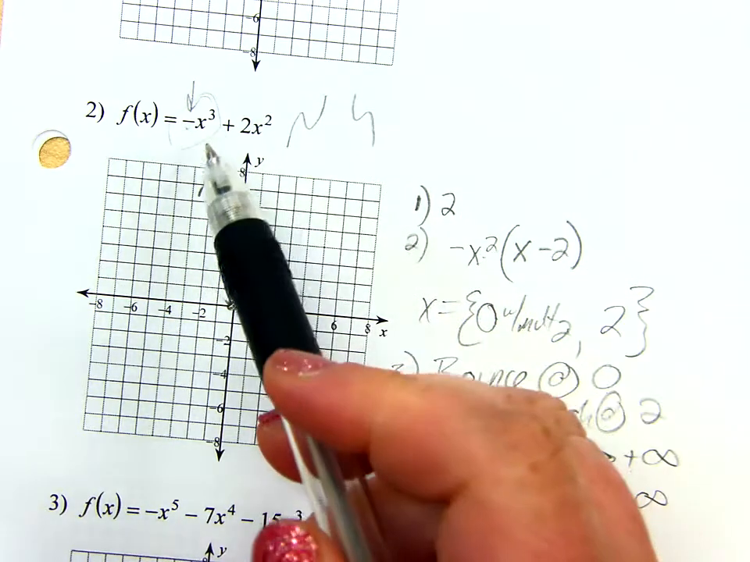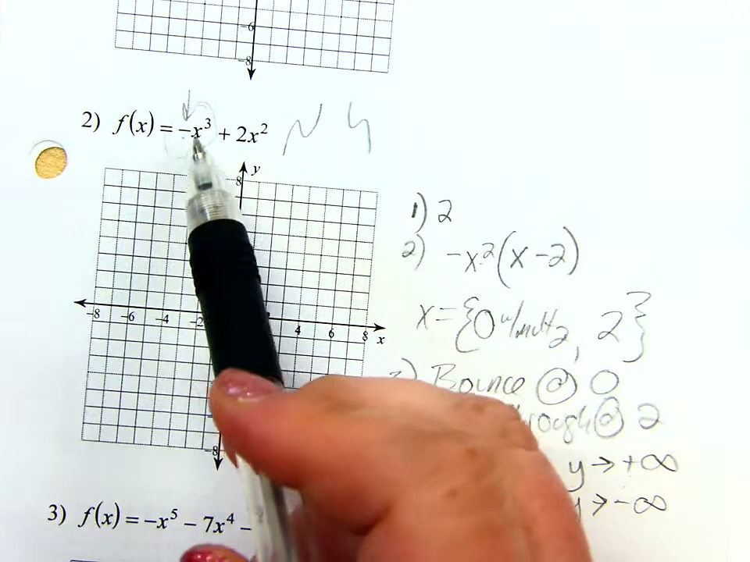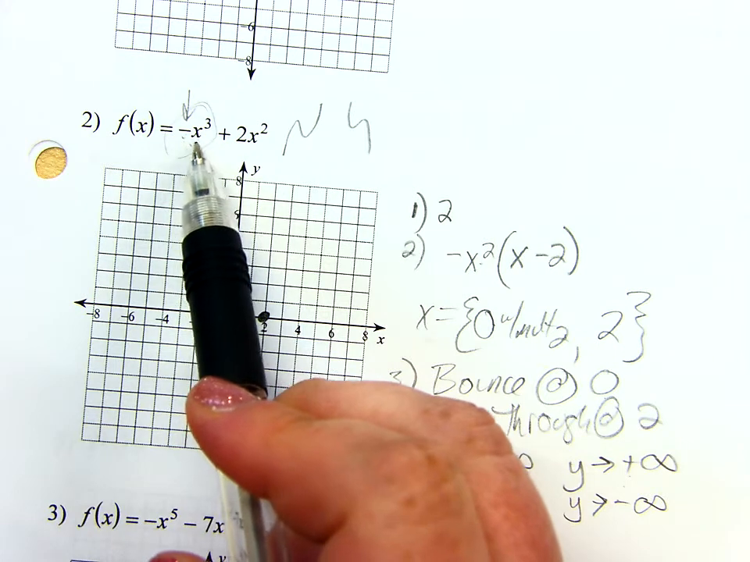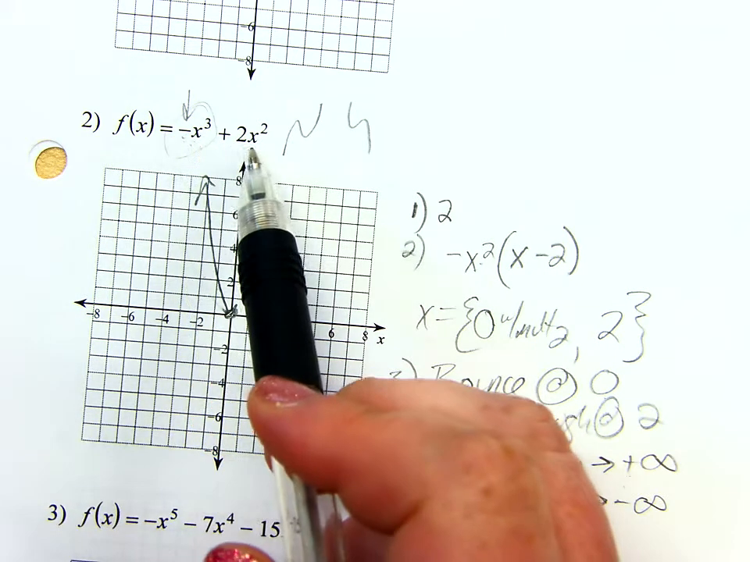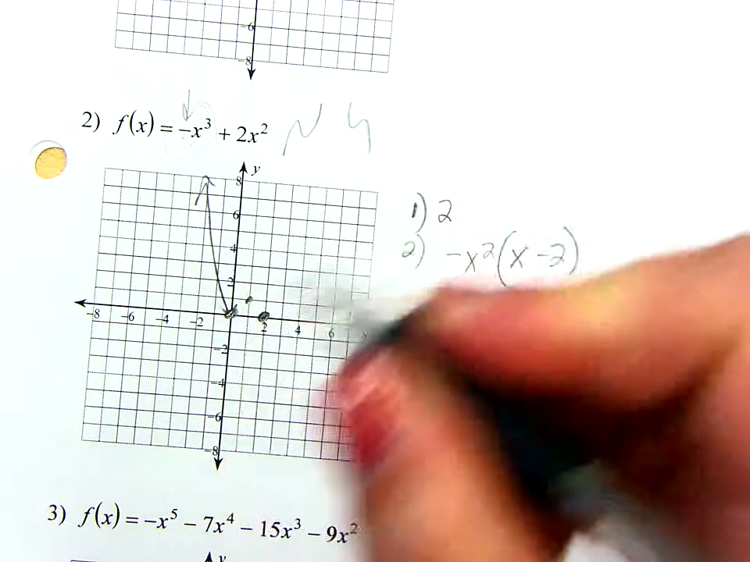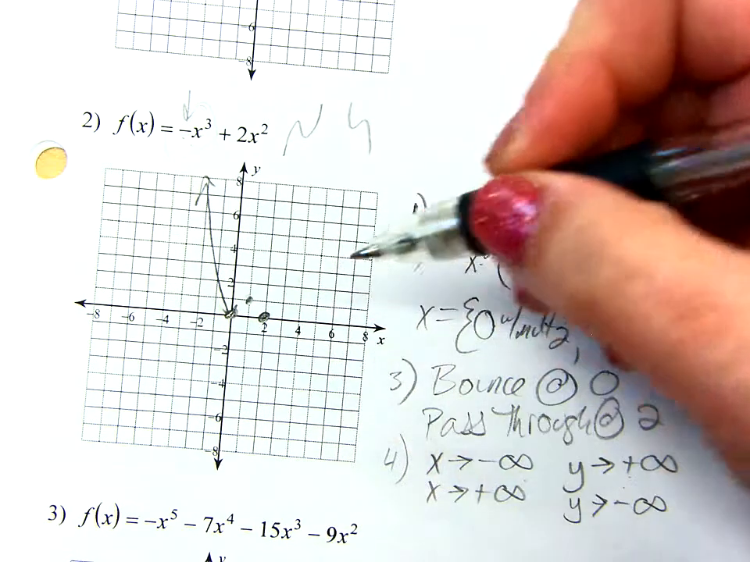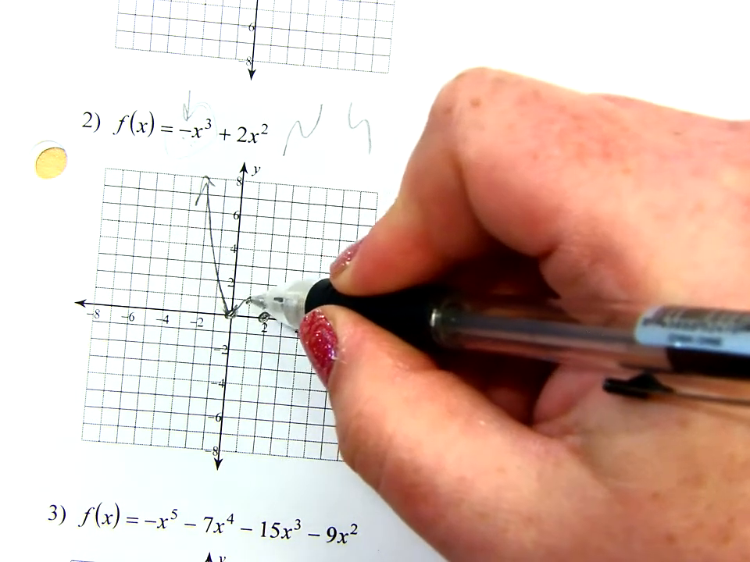Okay, so if I plug in 1, that's pretty easy to do. I don't have to do synthetic substitution. I can do that in my head. So if I plug in 1, careful though: 1 cubed is 1, take the opposite. So that's -1 plus 2, which is +1. So another point on my graph is (1, 1). So I can pretty confidently make this assumption that it's going to do this.